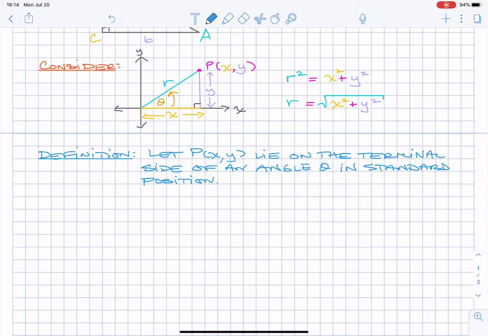And let r be equal to the square root of x squared plus y squared, be the distance from the origin, which we can see it is, to point P.